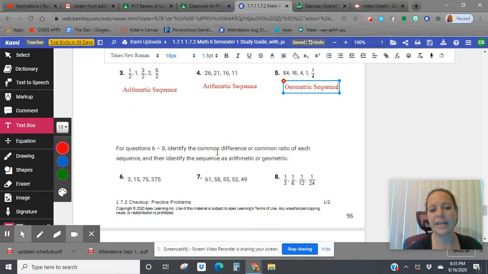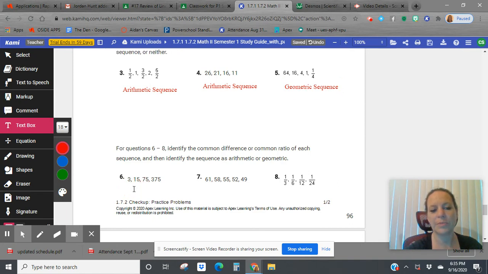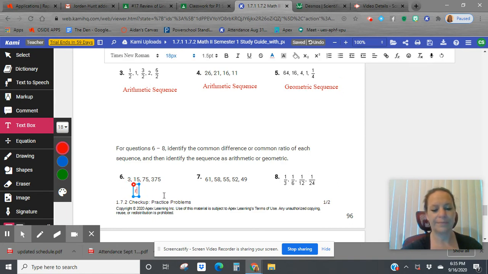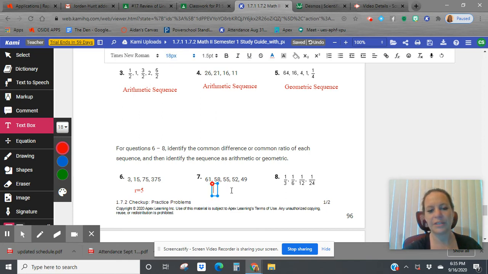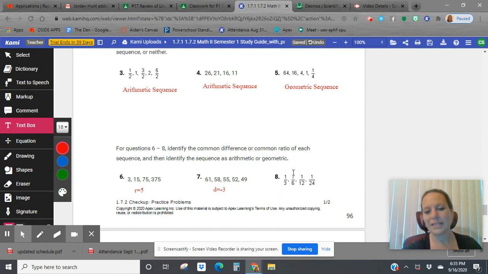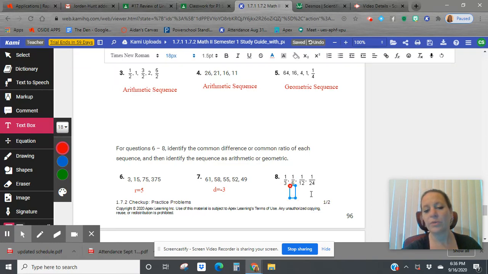For questions 6 to 8, identify the common difference or common ratio. From 3 to 15, 15 to 75. This one is multiplying by 5. From 61 to 58, 58 to 55, 55 to 52. This is subtracting 3. So common difference is -3. 1/3 to 1/6, 1/6 to 1/12, 1/12 to 1/24. This one is multiplying by 1/2.